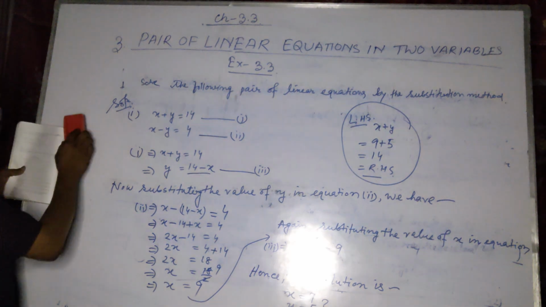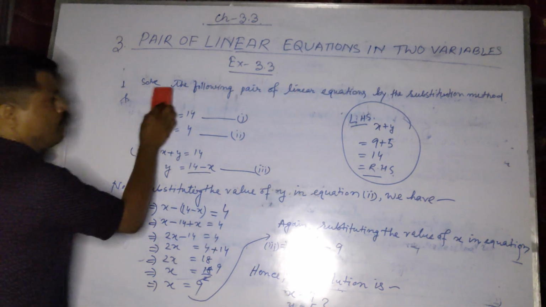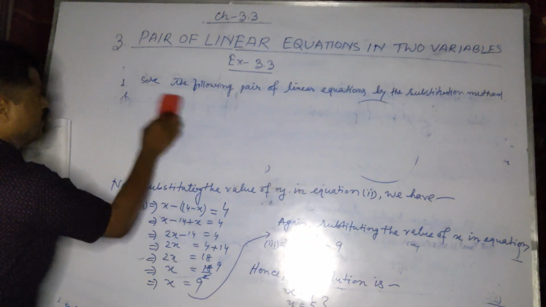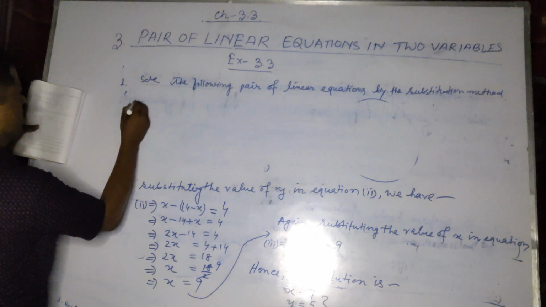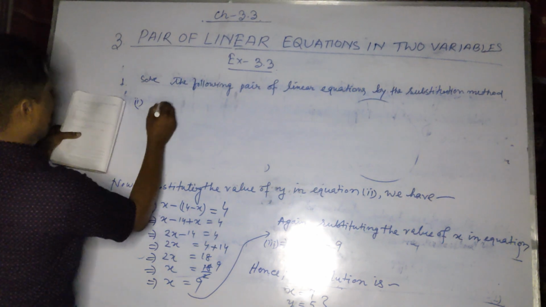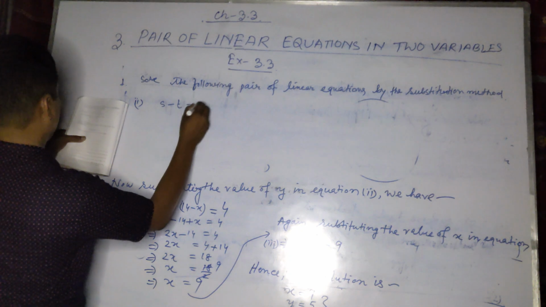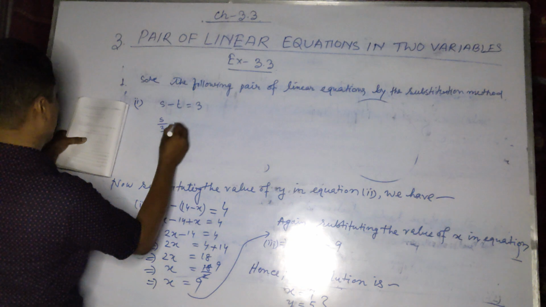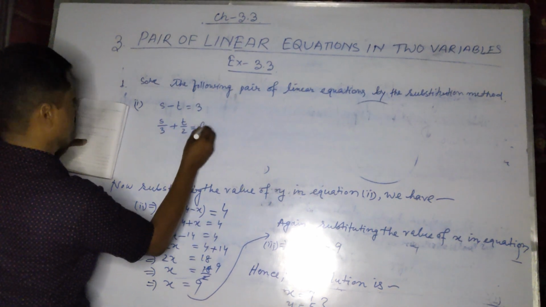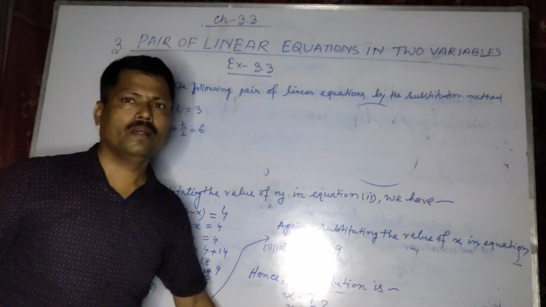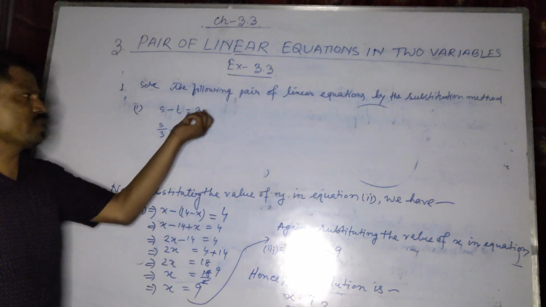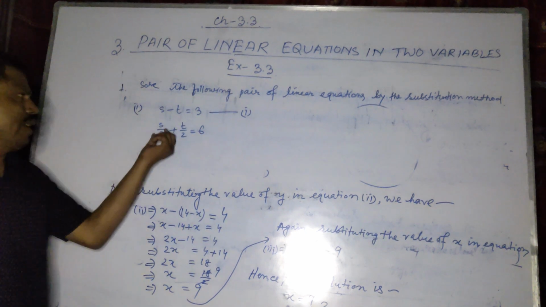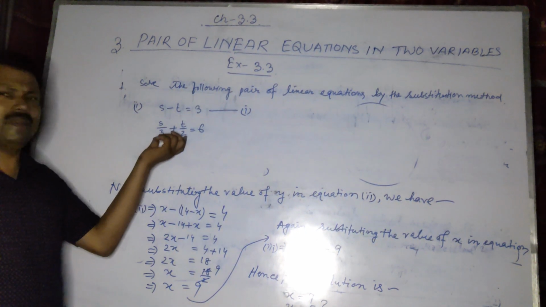Next, question number 2. In question number 2, we have s minus t is equal to 3, and the second one is s by 3 plus t by 2 is equal to 6. So we can write it like this: s minus t is equal to 3. This one is equation number 1, and here s by 3 plus t by 2 is in fractions.